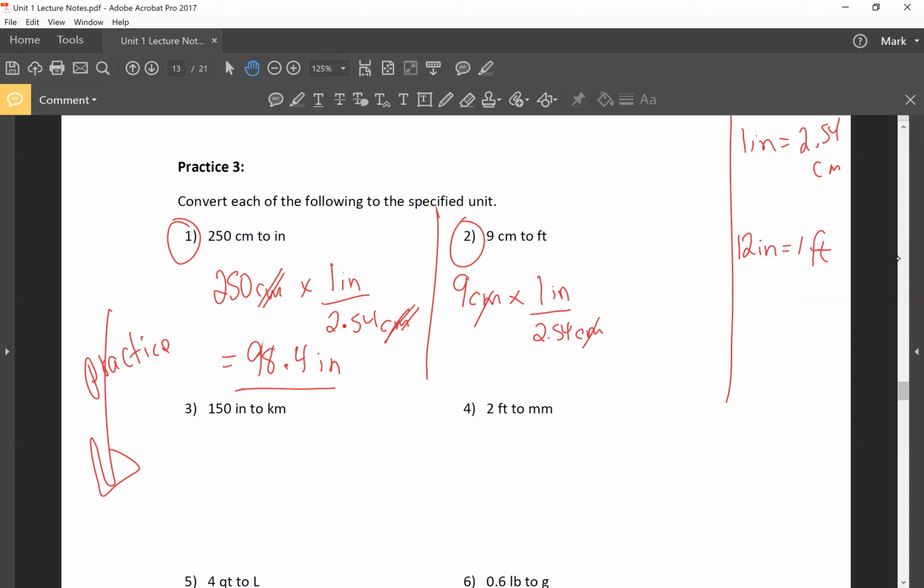When you're doing this as practice, it might be a good idea for you guys to take a piece of paper and write down all of these conversion factors and keep it with you as a cheat sheet. It'll help you when studying or practicing this. So next, I'm going to change it to feet. I know in 1 foot, there is 12 inches.